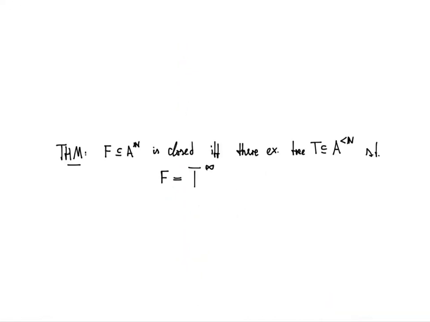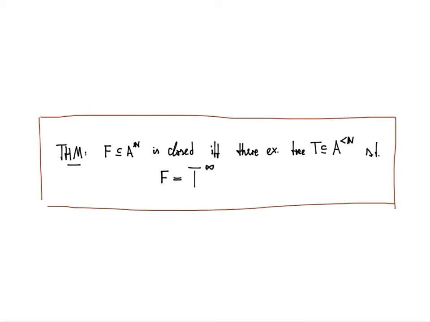And here is the fundamental fact that connects the tree, infinite paths through a tree, to the topology on the sequence space that we defined in the previous lecture. Namely, a set F of infinite sequences, a subset of the sequence space over A, is closed with respect to the product topology if and only if there exists a tree T such that the set of all infinite paths through T is precisely our set F.